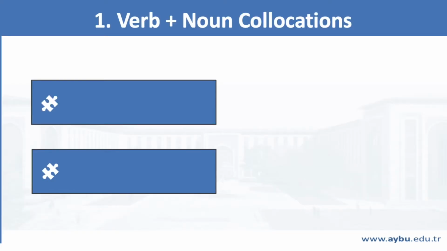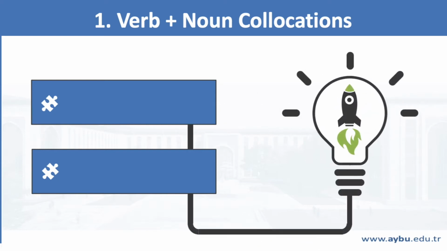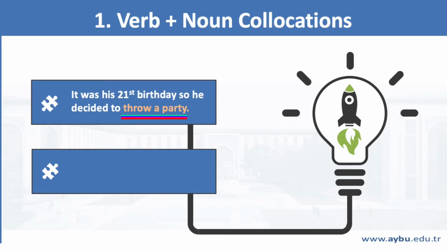Let's start with the first one. The first pattern of collocations is made of a verb and a noun, followed by it. It is his 21st birthday, so he decided to throw a party. We don't say give a party, just like we are speaking in Turkish. We say throwing a party.